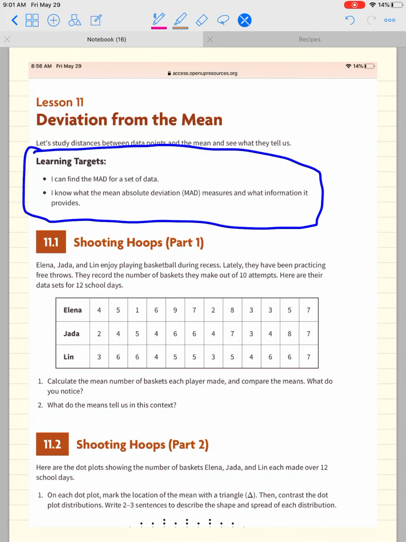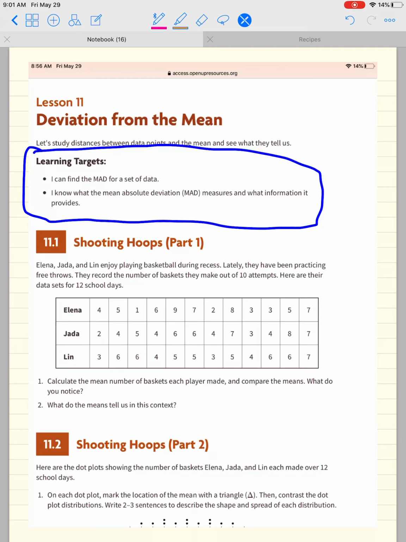So 11.1 Shooting Hoops Part 1. Elena, Jada, and Lynn enjoy playing basketball during recess. Lately, they have been practicing their free throws. They record the number of baskets that they make out of 10 attempts. Here are their data sets for their 12 school days.